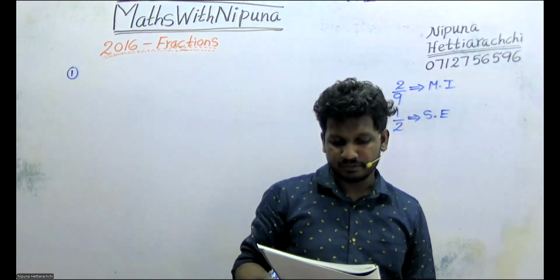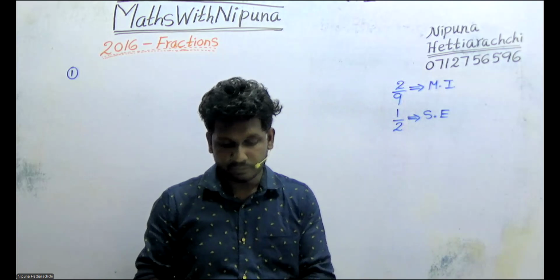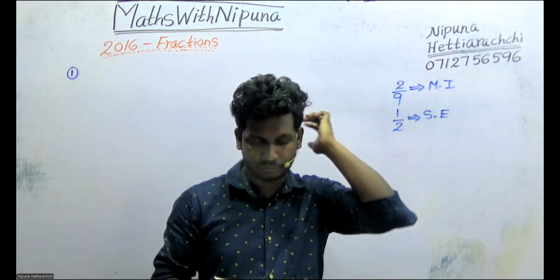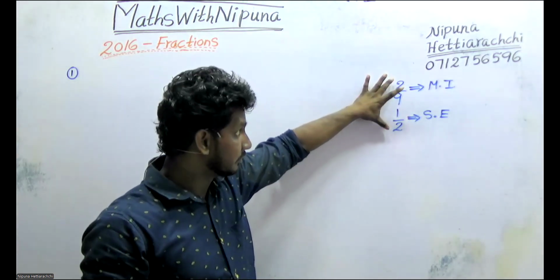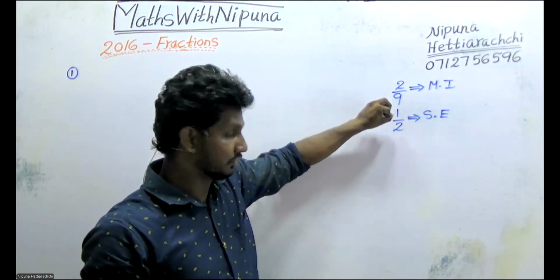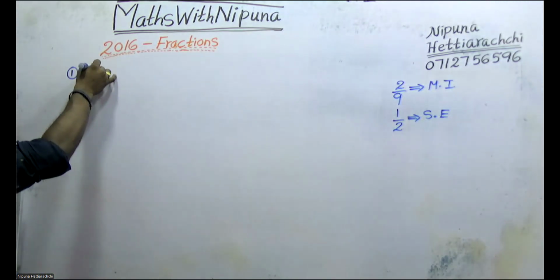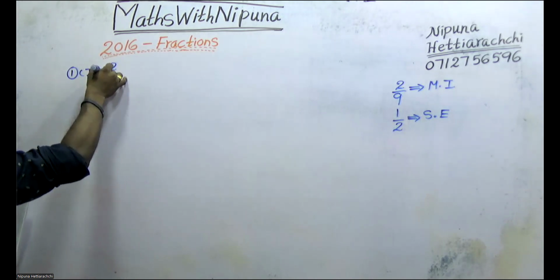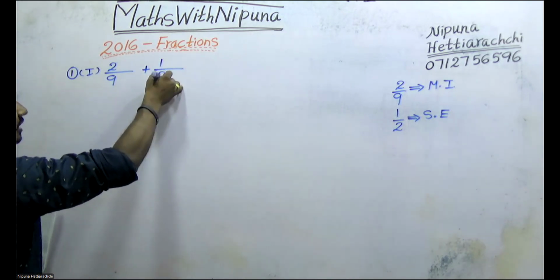First, problem number 1. Find what fraction of the total amount was used to buy musical instruments and sport items. You have to add them together. Asking about the total, add them together. 2 out of 9 for the musical instruments should be added with half.